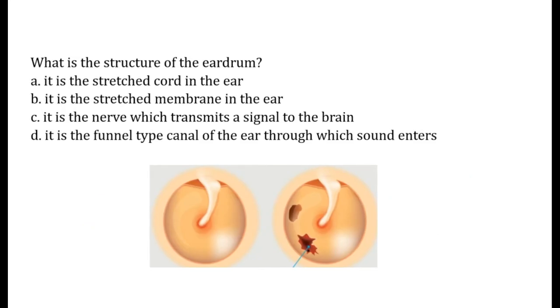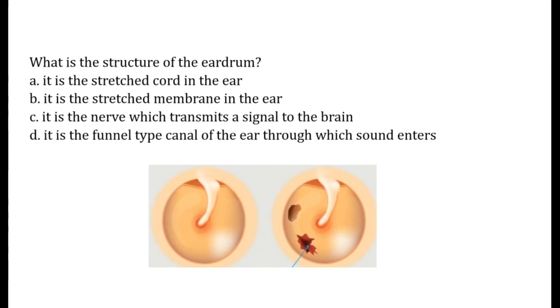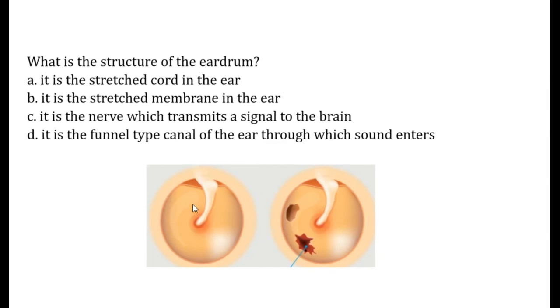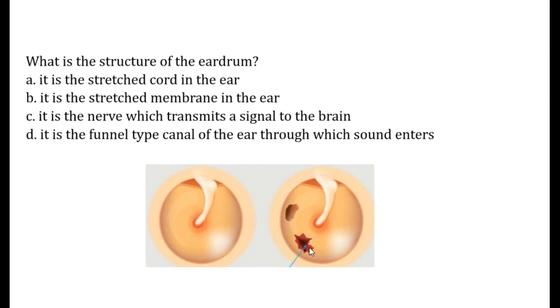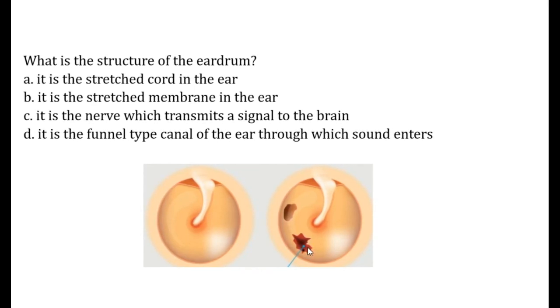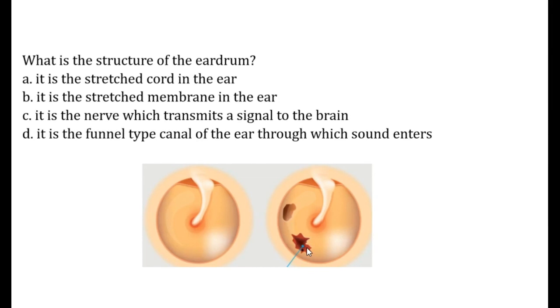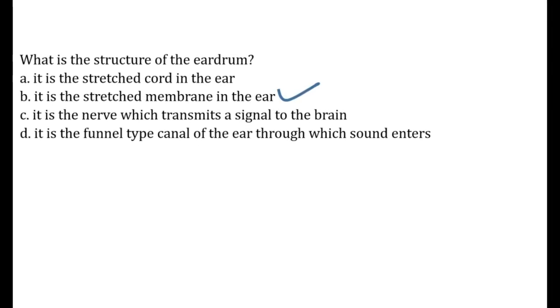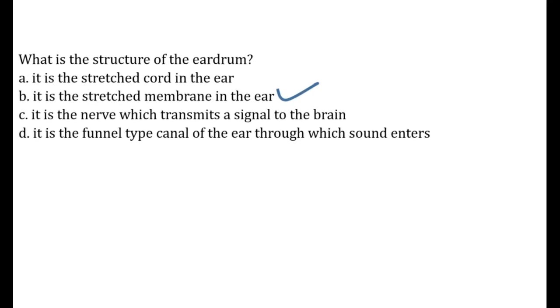You can see on this picture this skin type, right? And any rupture here will result in irreversible damage. We will lose our hearing. So what is the answer? The answer is it's a stretched membrane in the ear.